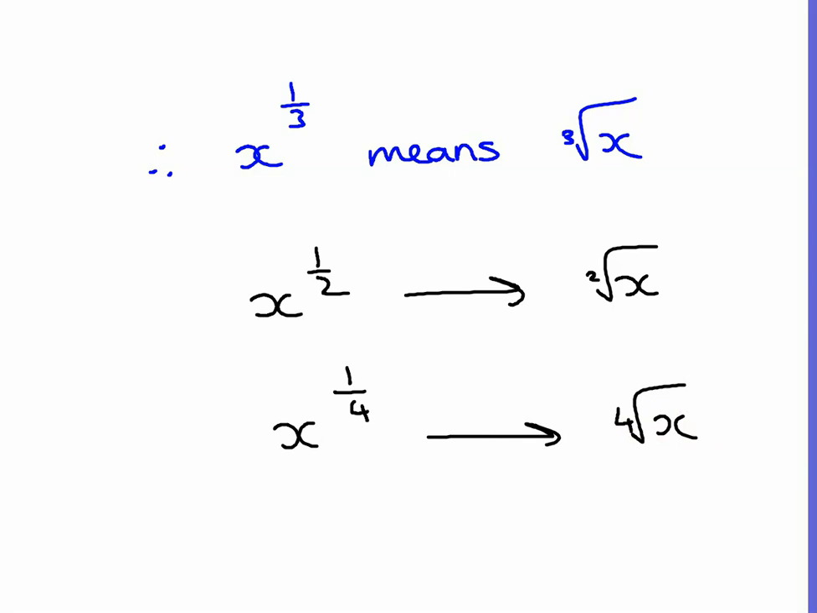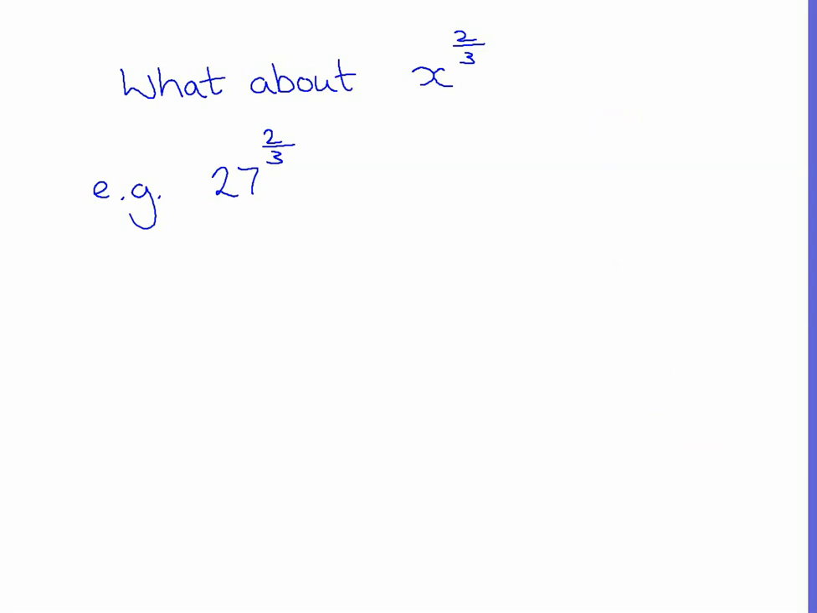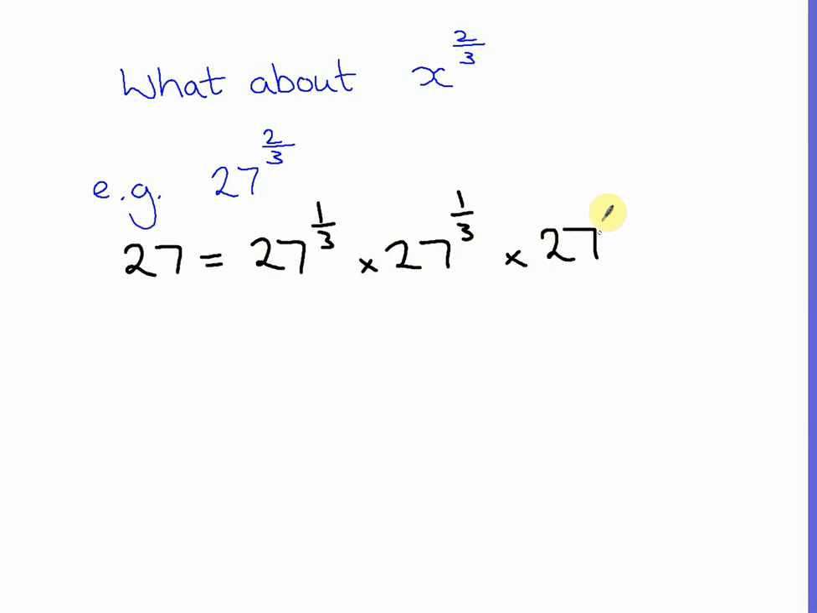So then hopefully you must be thinking, well, okay, what happens if we go away from the unitary fractions? What about 2/3, for example? So let's take this one. We know the 3 is the root value. So what does that 2 do? Well, we know this is true, right? So 27 is equal to 27 to the third times 27 to the third times 27 to the third. We know that is true.